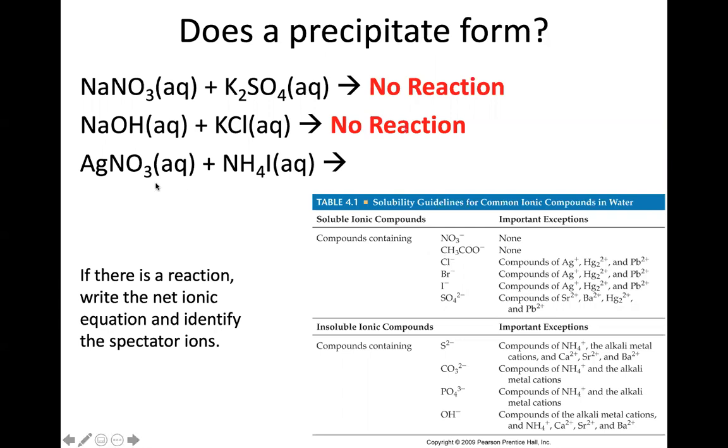So there's no precipitation reaction taking place there. Take a second, look at this last example. Silver nitrate is combined with ammonium iodide. See if you can look at the provided information and determine what precipitate forms, if any.